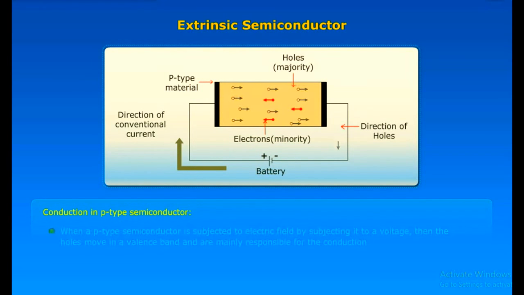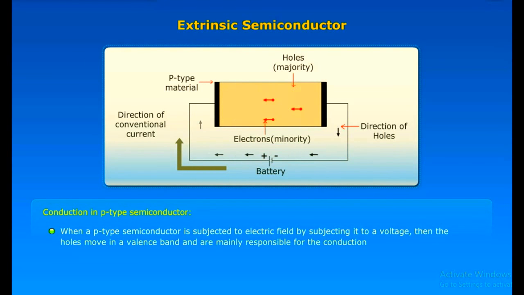Conduction in P-type. When a P-type semiconductor is subjected to an electric field by applying a voltage, the holes move in the valence band and are mainly responsible for the conduction. Holes are the major carriers.